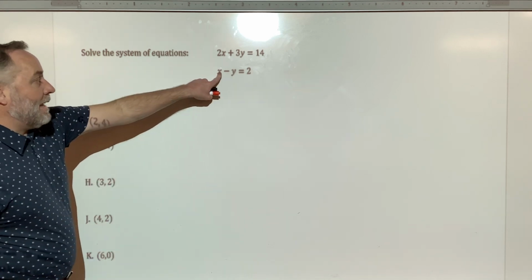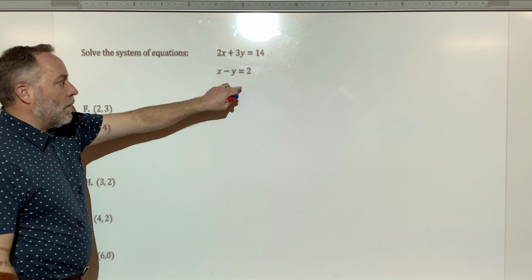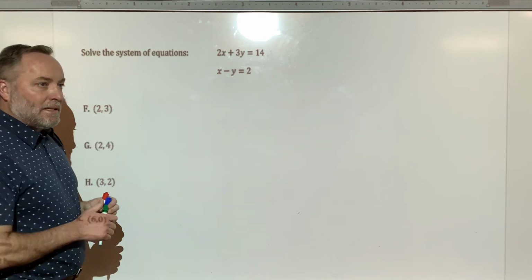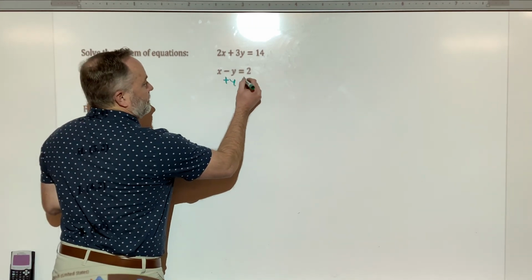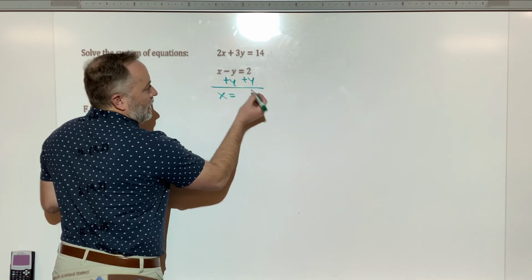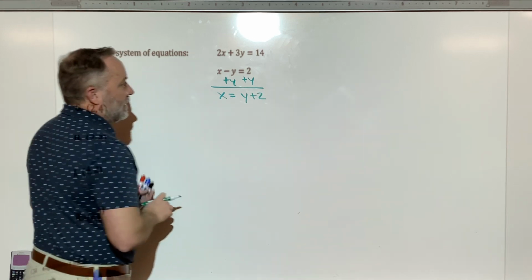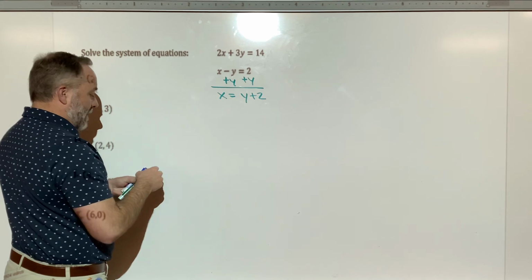So looking at this second equation, there's no coefficients with x and y, and the x is already positive, so let's just keep it positive and get x alone by adding y to both sides. That would give us x is equal to, we could write 2 plus y or y plus 2, either one works. But now we know what x equals. It's equal to y plus 2.